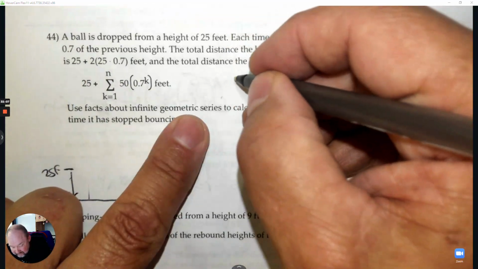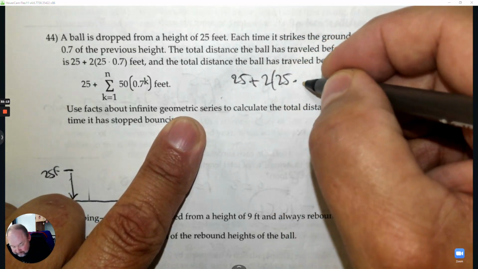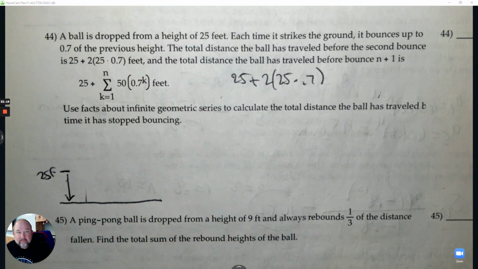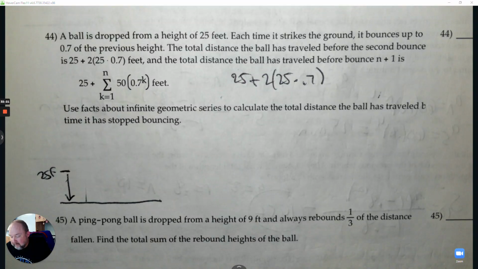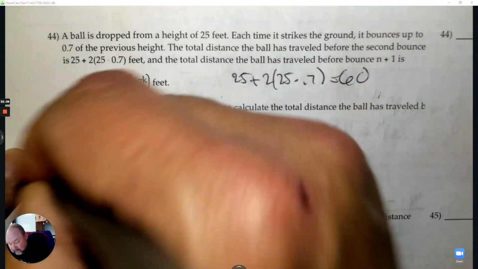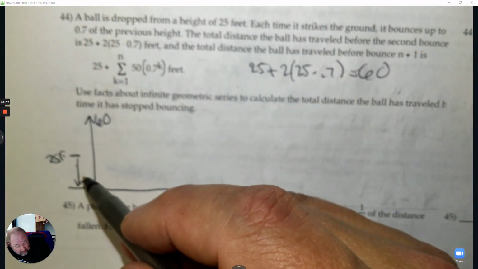So for the second bounce, I need to plug in 1 and figure that out. So I'm going to multiply that out. So I'm going to plug in 1. So it's 20, or just figure it out. So 25 plus 2 times 25 times 0.7. And you get 60. So the bounce is up here, so you drop it, and it has a big bounce to it. So one of those super balls.